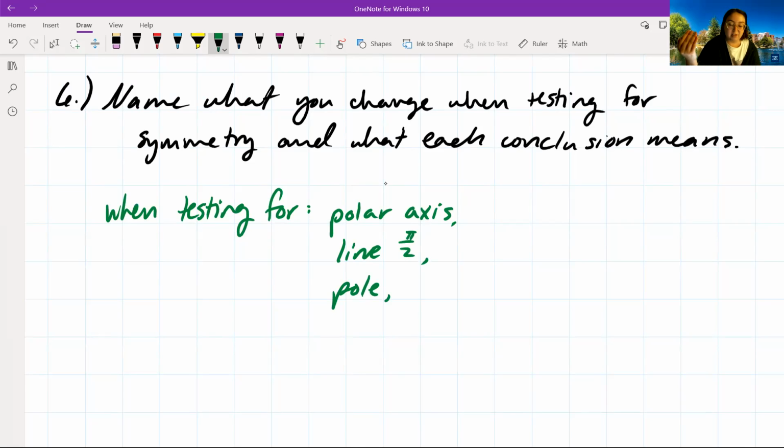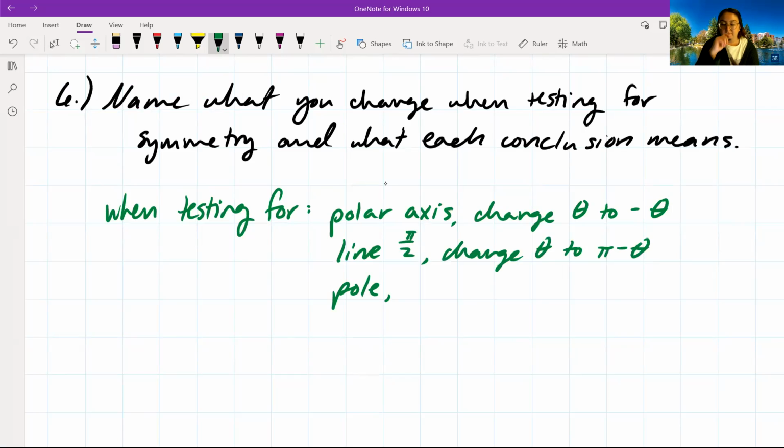And what we do to check for each one of these things, remember, is that for our polar axis, we're going to change theta to -theta. And for each one of these changes, we just want to see if when we make this change, is it going to be the same equation as we started with? That is what we're checking for. And if it is, that does mean it's symmetric. And if it's not, it means that we don't know. So then when we have our line pi over 2, we would then change theta to pi minus theta. And then we see if our equation is the same as it began.